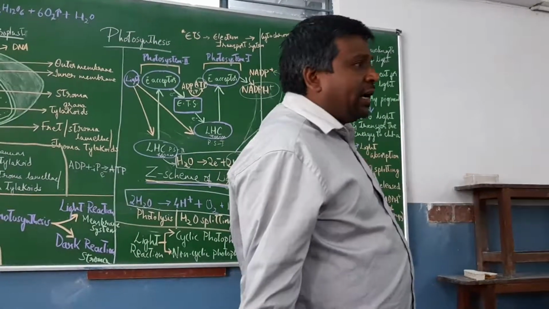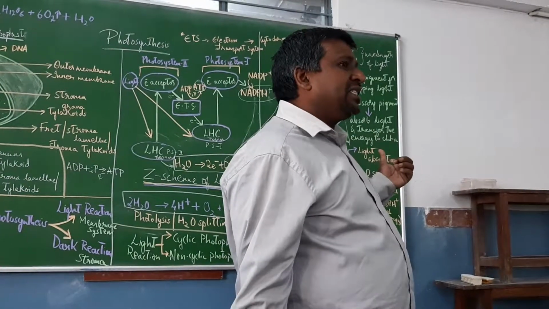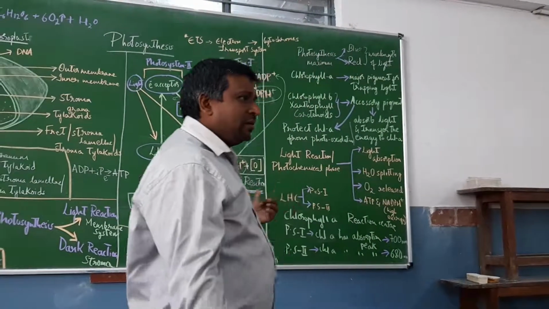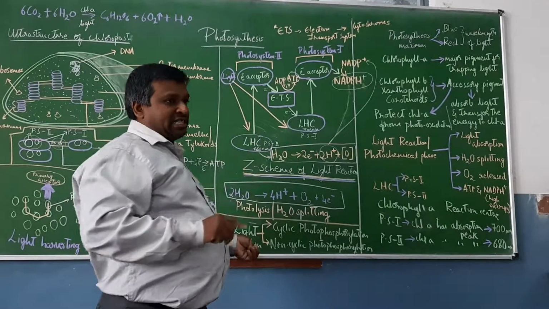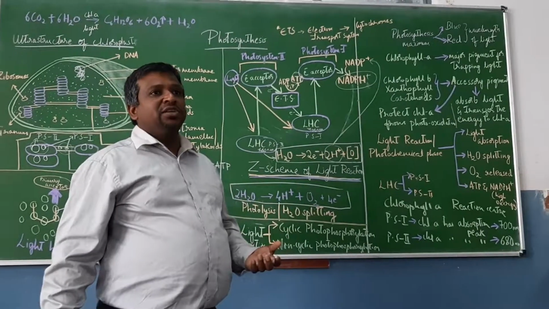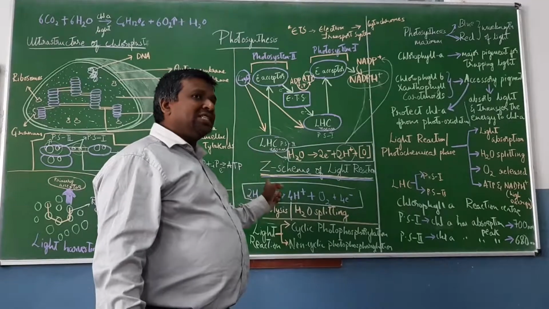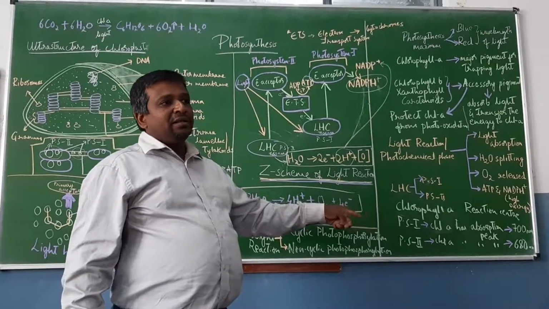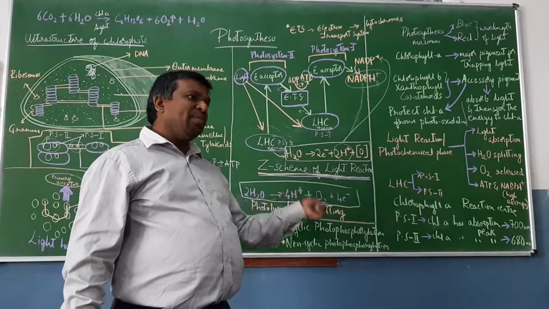Okay. The important point: Z scheme. Where is it taking place, in which part of the chloroplast? Granum thylakoids, thylakoids of granum. Dark reaction, where will it take place? Stroma. Non-cyclic photophosphorylation in granum thylakoids. Cyclic photophosphorylation in stroma lamellae, or it is also called stroma thylakoids.